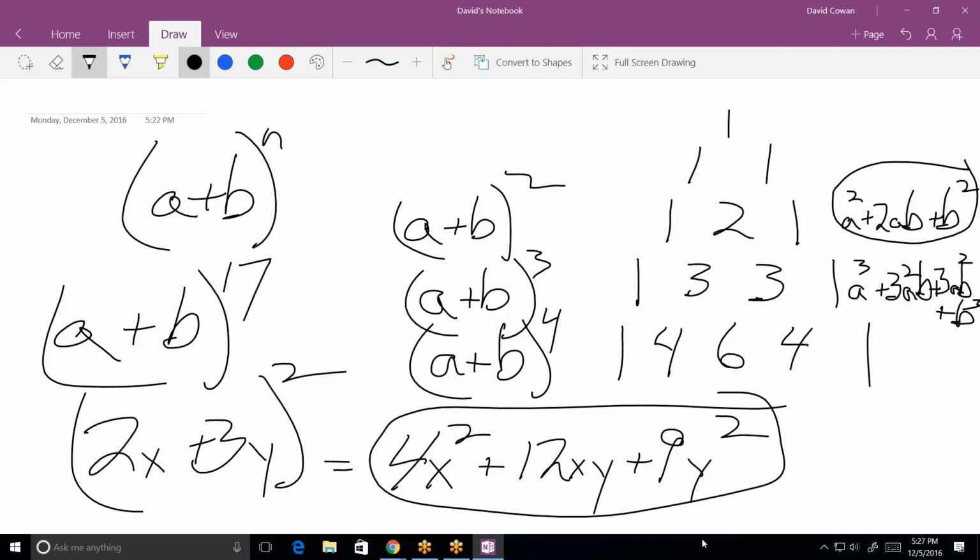Okay. So there's probably many other uses for Pascal's triangle. That's the only one I can think of right off the top of my head. But yeah, I think that's what we're using it for anyway. So yeah, it probably is.